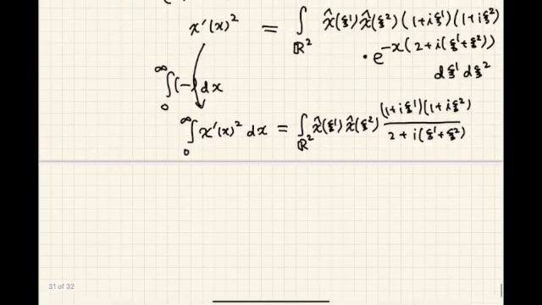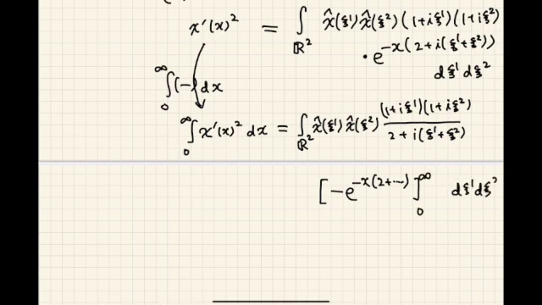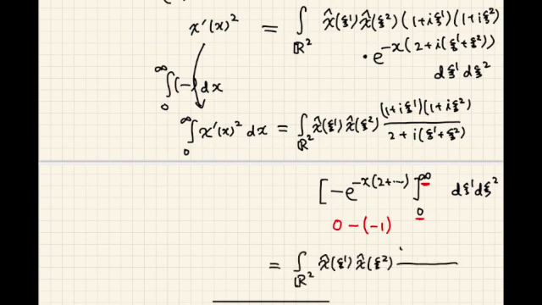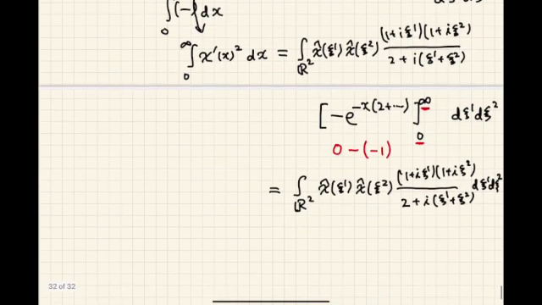And let's not forget the minus sign, 0 to infinity. Right. And this thing is, so when x is infinity, it's 0, minus when x is 0, the value is minus 1, so it's 1, so we can simply ignore it. And we end up with what we wanted. Yeah, so this shows the claim.